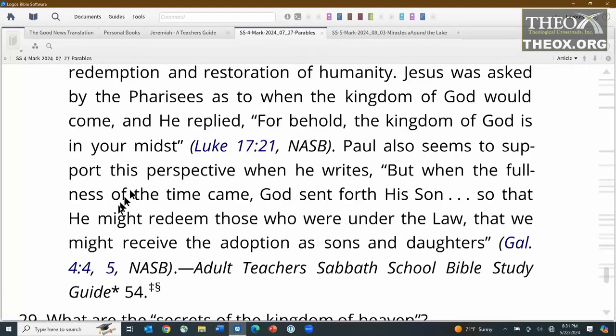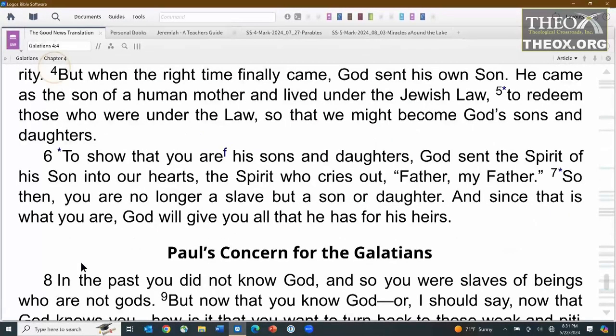So I mentioned that one early, so let's look at it just real quickly. But when the right time finally came, God sent his own Son. He came as a son of a human mother and lived under the Jewish law. Okay, I like that. When the fullness of time had come, yeah. We memorized it that way. Yeah, exactly. So what jumps out in your mind as being the reason why that was the right time?